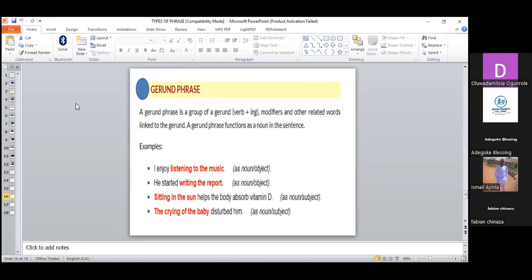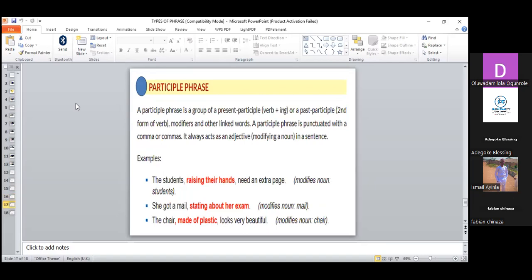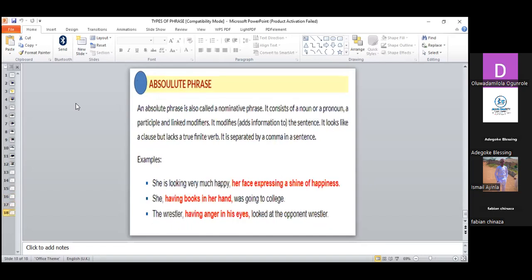And then the other one that we talked about is the gerund phrase, which functions as a noun in the sentence, or as a noun phrase. After that, we talked about the participle phrase, which acts as an adjective, modifying a noun in the sentence. And lastly, we talked about the absolute phrase, where a whole phrase gives more information about a pre-said or pre-written sentence.